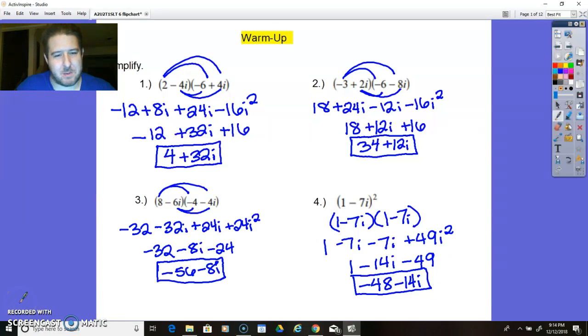All right, welcome back to Mr. P Helps with Algebra 2. This is Unit 2, Topic 1, SLT number 6. We're going to once again get into more multiplication of complex numbers.